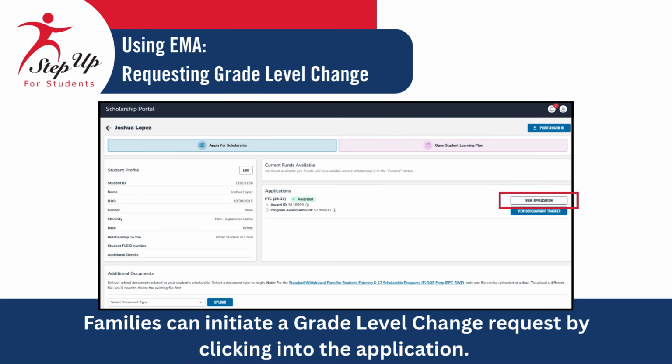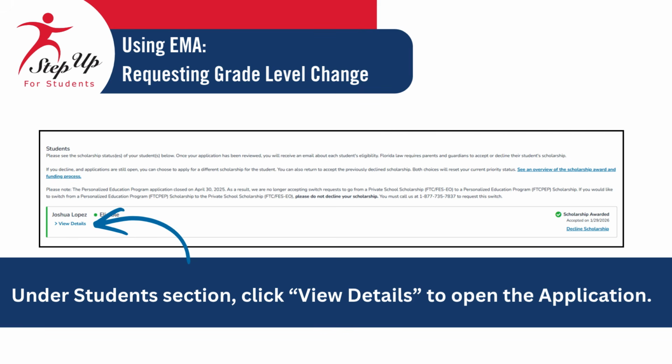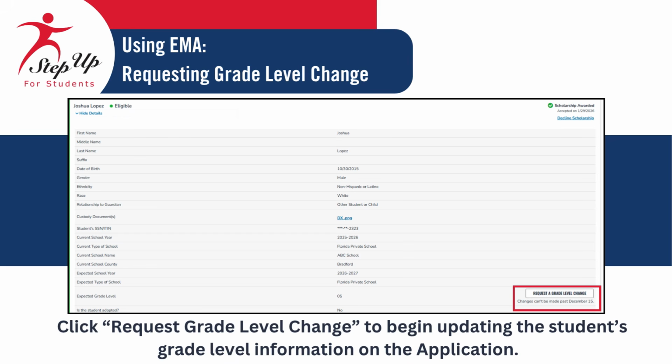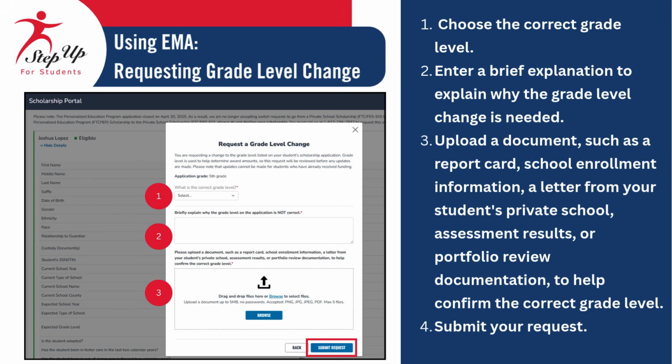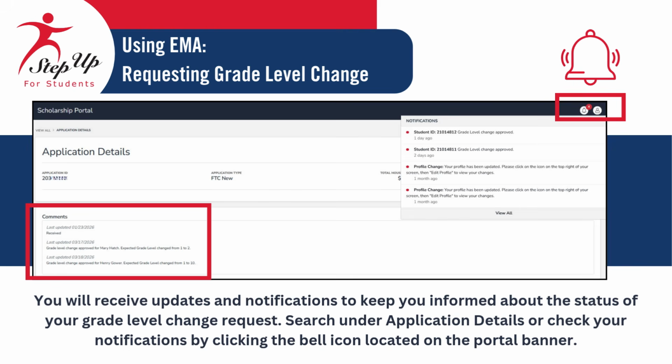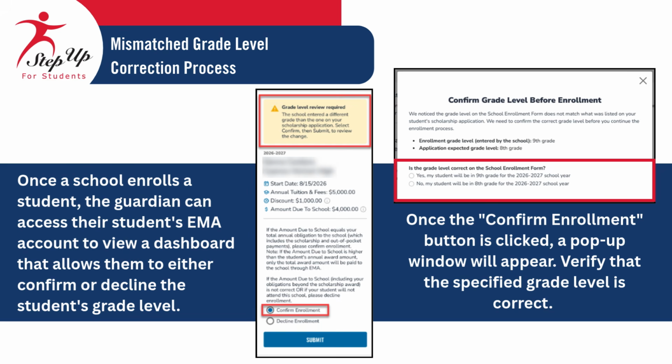Families can initiate a grade level change request by clicking into the application. Under the Students section, click View Details to open the application. Click Request Grade Level Change to begin updating the student's grade level information on the application. At this stage, you will finalize these three sections before submitting your request. To stay updated, search under Application Details or check your notifications by clicking the bell icon located on the portal banner. After a school enrolls a student, the guardian can go into Emma and review the student's enrollment details.